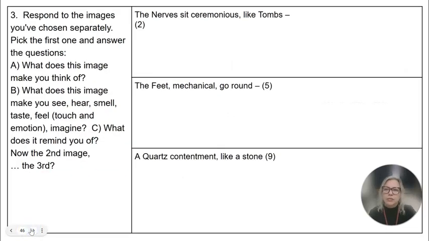All right. The third question is to respond to the images you've chosen separately. And so for each image, you're going to answer these questions. So the first one, what does the image make you think of? What does this image make you see, hear, smell, taste, feel, touch, and emotion? Imagine. What does it remind you of? Now the second, now the third. So I didn't write this in, but I might say something for the nerves sit ceremonious like tombs. It makes me think of sitting in church when I was a little girl and how important it was to be silent and still.